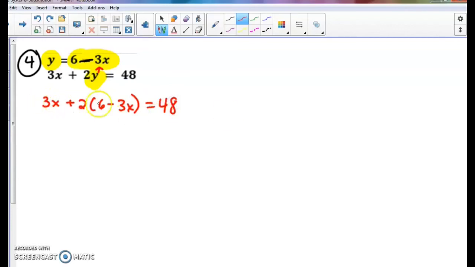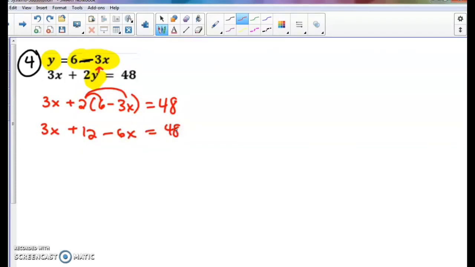Alright, so now we solve it for x. So first thing we've got to do is worry about the parentheses. Those are not like terms, so that means we've got to distribute. So we drop down our 3x here in front, because it's not involved with that parenthesis. We say 2 times 6 is 12. 2 times negative 3 is negative 6x, equals 48.